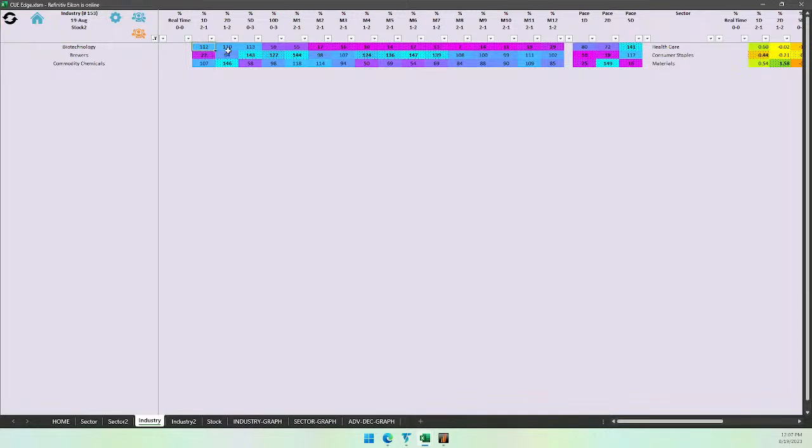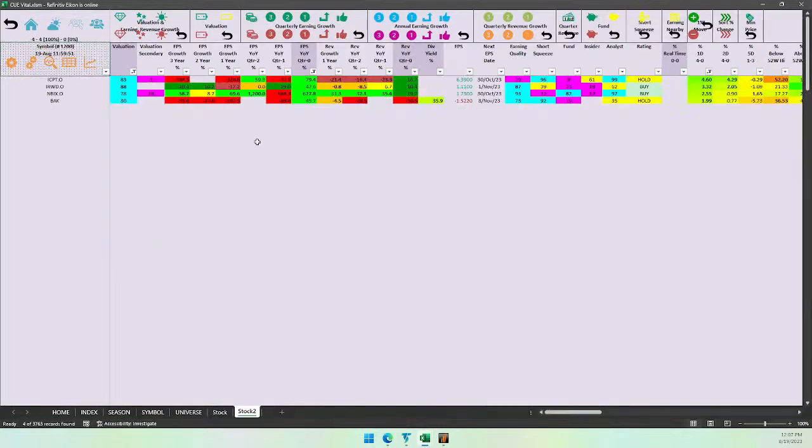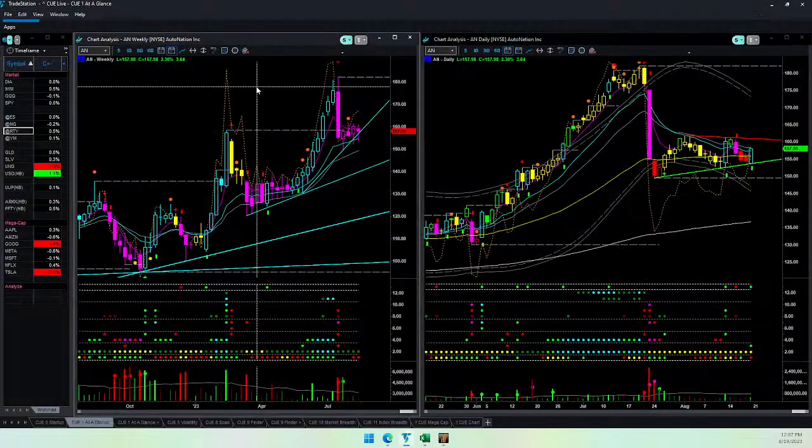Biotech is one that I would like to have. Brewers is actually not strong in terms of industry score or acceleration. So I could look for either commodity chemicals or biotech, which would mean IRWD or BAK. So let's look at them using weekly daily.